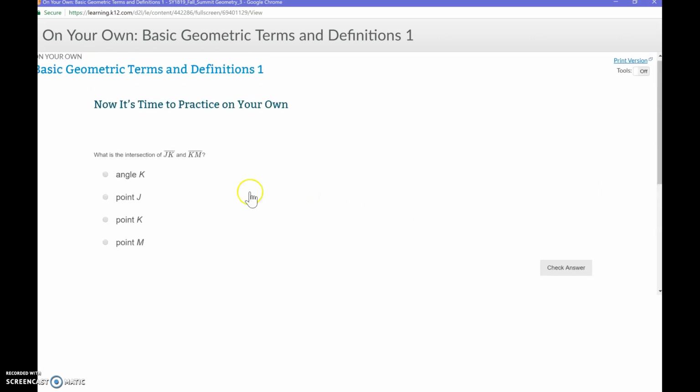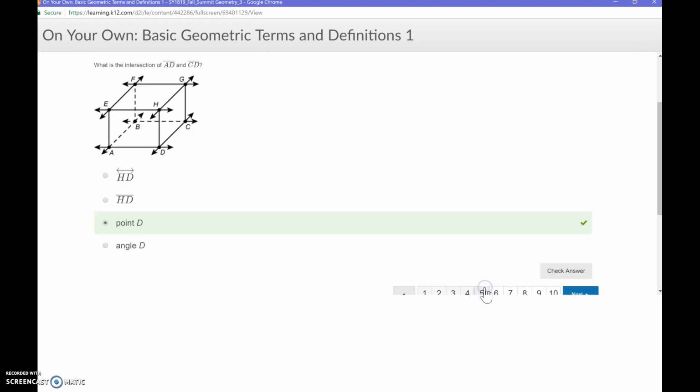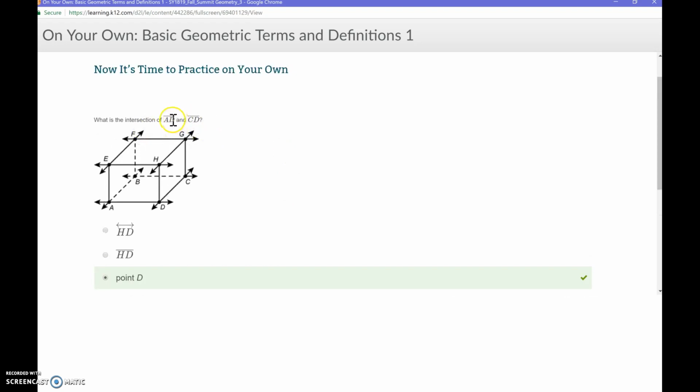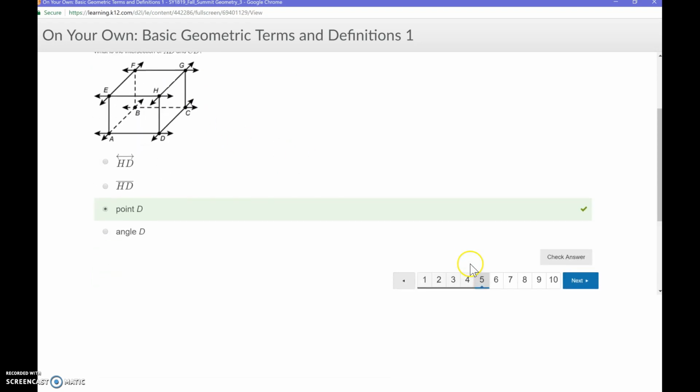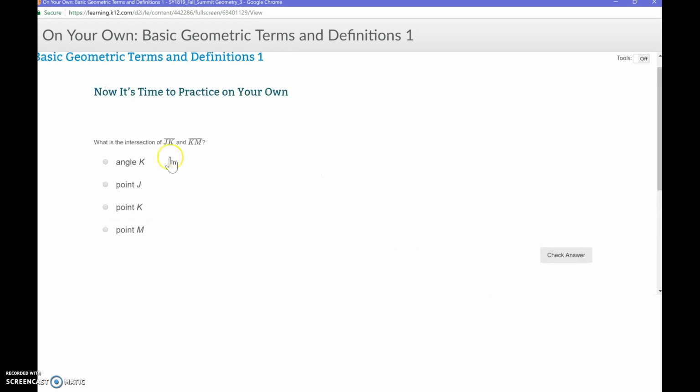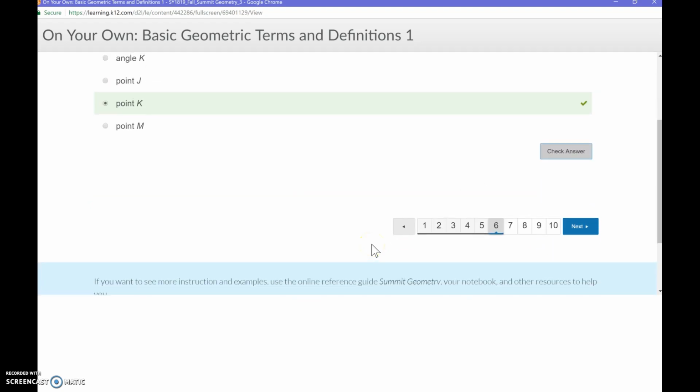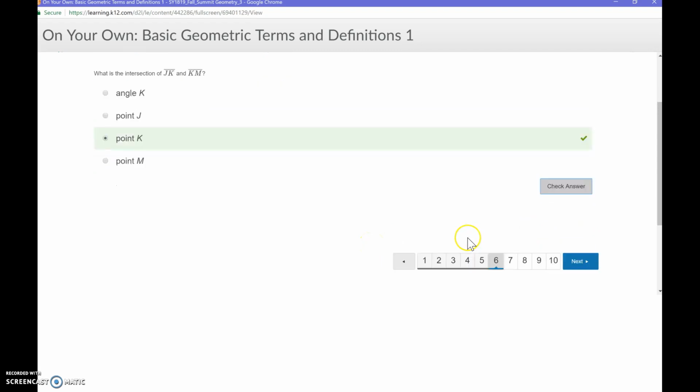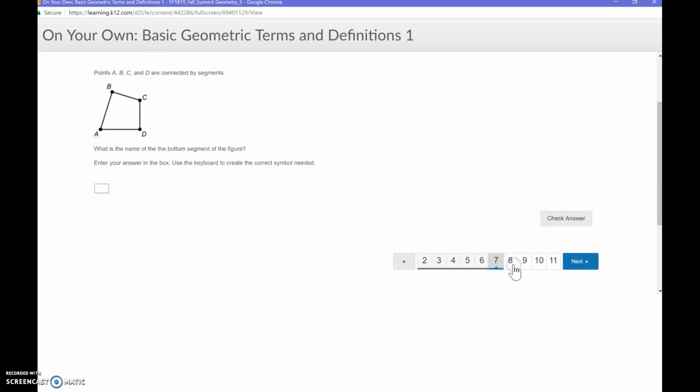All right, now we have what is the intersection of these two line segments. They don't give us a picture. Can we do this? We've got JK and KM. What did we do the last time? Let's look back. And notice when we don't have the picture, we notice they share that D. So let's see if these two lines share a point. They both have K. So let's try point K. Correct. Great job. Let's go to the next one, number 7.